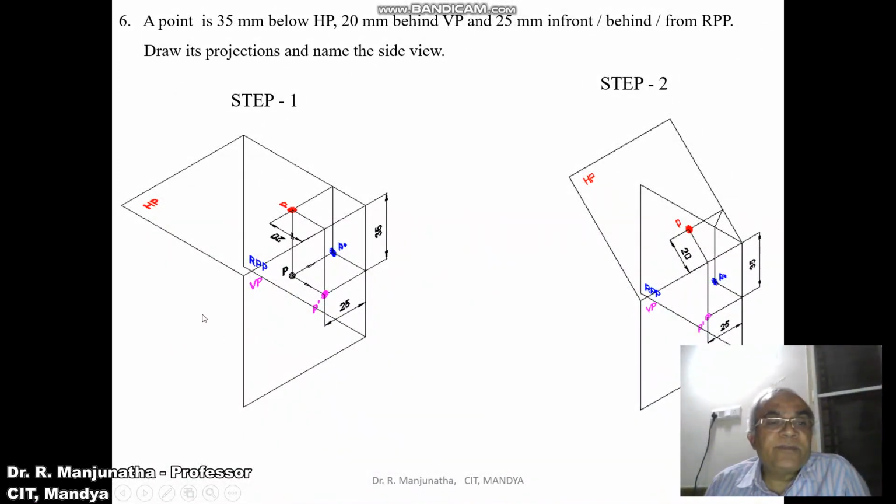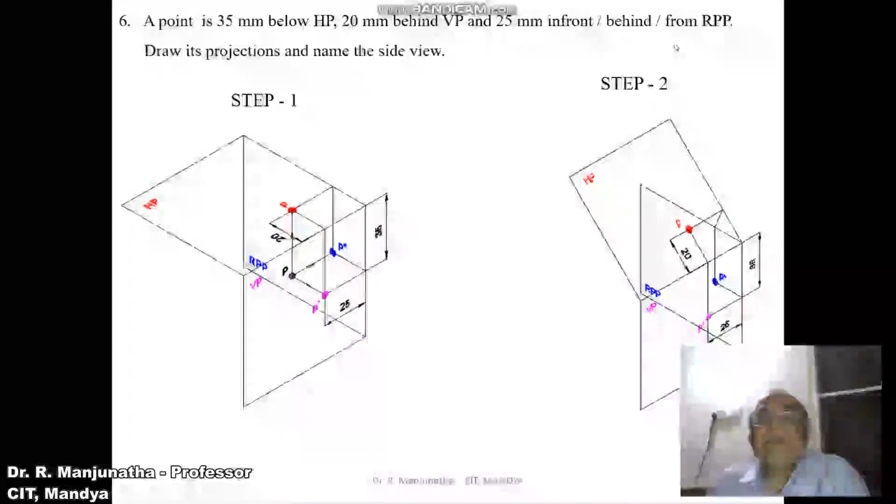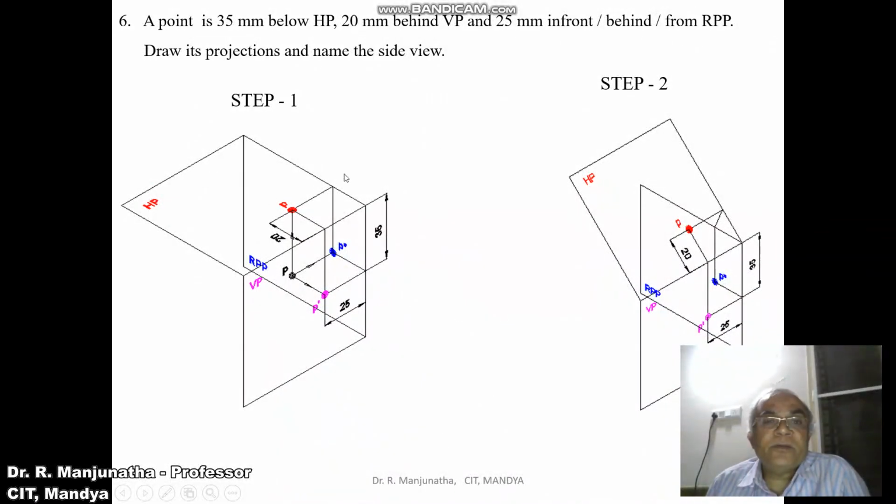Now we need to decide which viewing direction needs to be considered, whether it is the left side view or the right side view. The condition we have to consider is behind VP. Behind VP means it should be behind RPP. Behind RPP means it should be the right profile plane. That is the right side view which needs to be considered. But we will analyze this now.